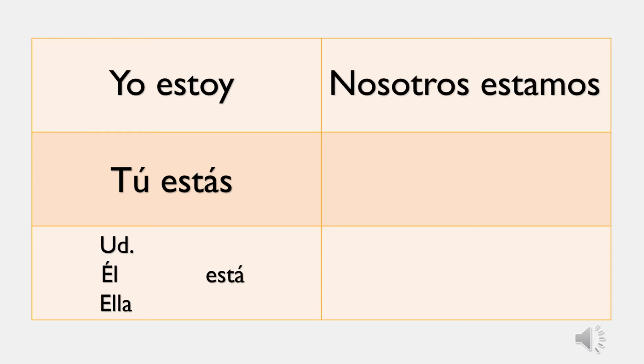So just a quick review of those forms of estar in the present tense. Yo estoy, tú estás, usted, él, ella está, nosotros estamos, ustedes, ellos, ellas están. And remember those accent marks because if you don't have them, these are different words with different meanings.